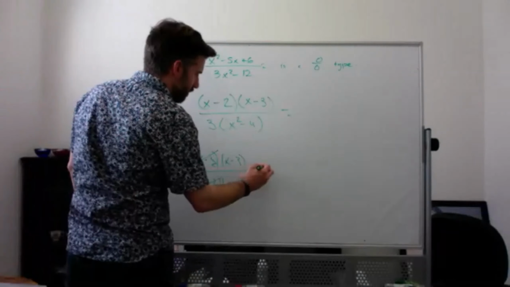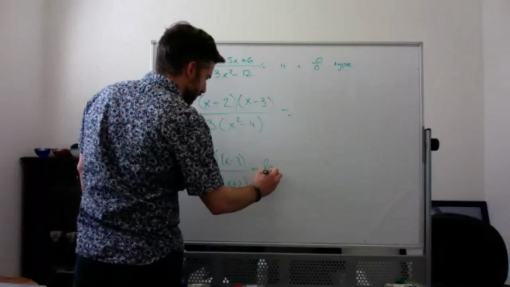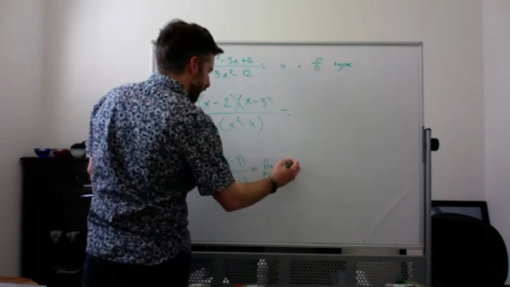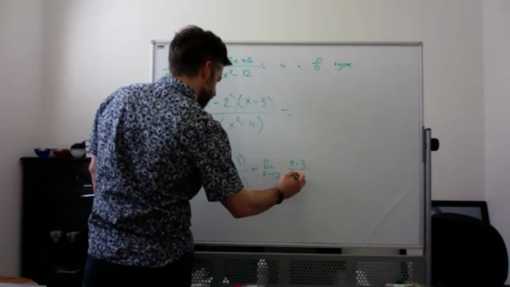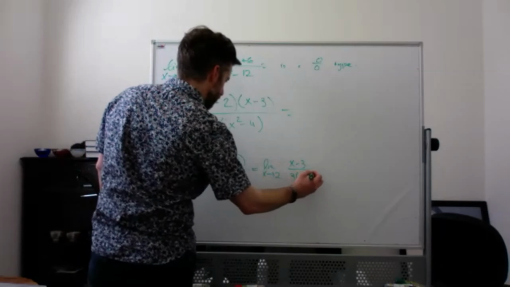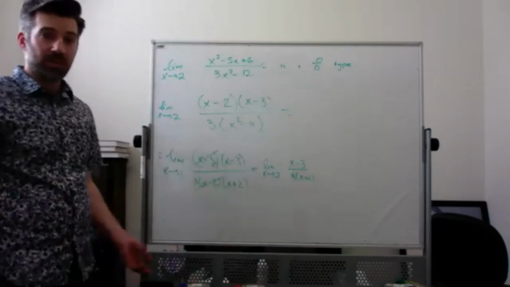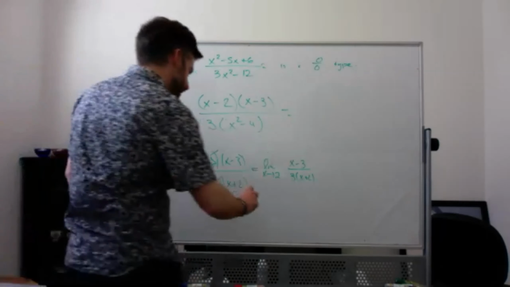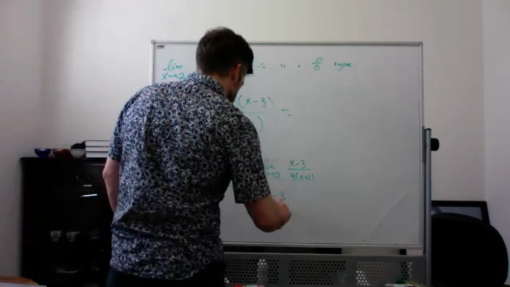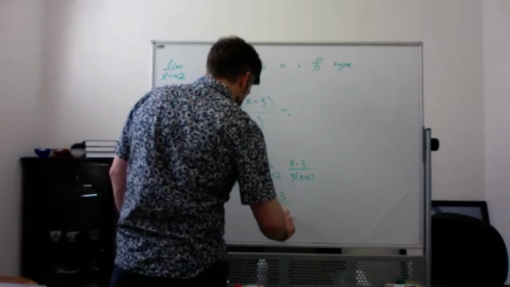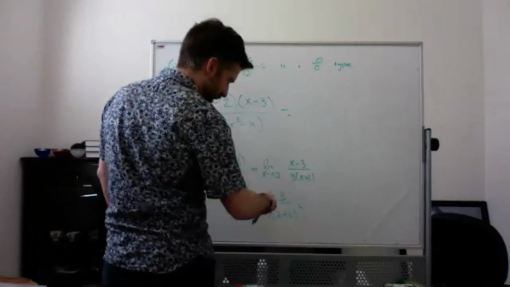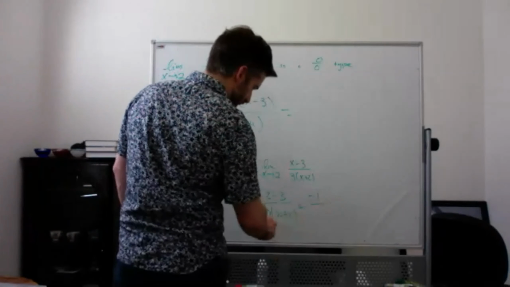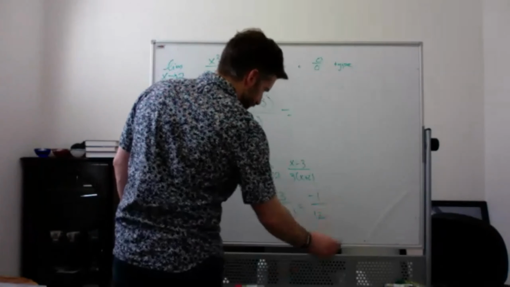And then we're left with the limit as x approaches 2 of x minus 3 over 3 times x plus 2. And now we can plug in the value of 2 for the remaining x's and get 2 minus 3 over 3 times 2 plus 2, which is going to be negative 1 over 3 times 4, which is 12.